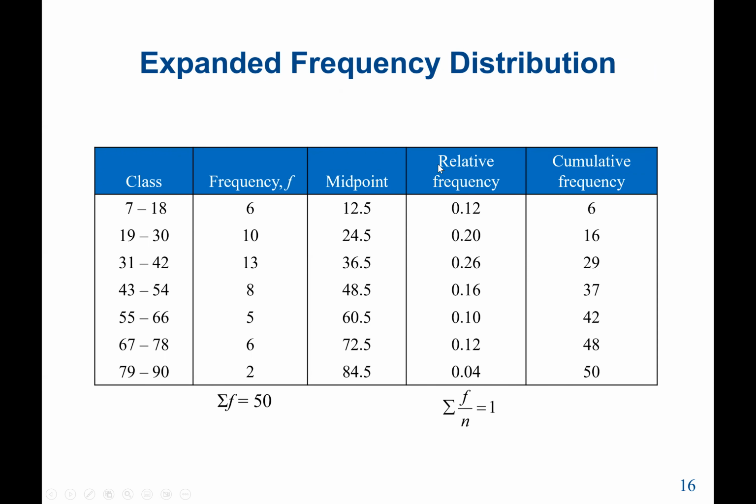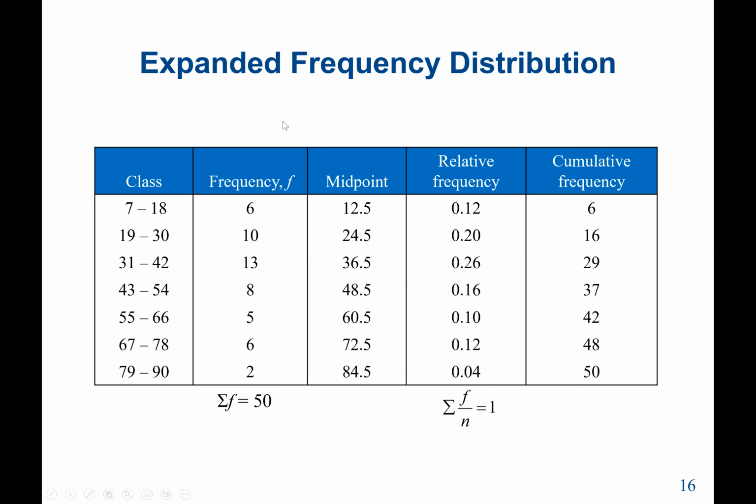Now, as we said, we can also find the relative frequency. So relative frequency, again, will be for each category. So we have 6 divided by 50, 10 divided by 50, 13 divided by 50. And when we add all the relative frequencies, we will get 1.